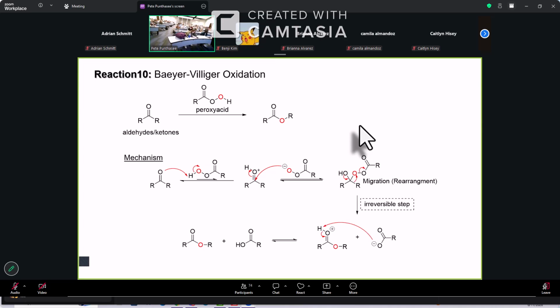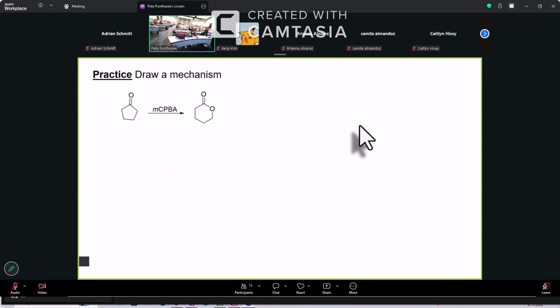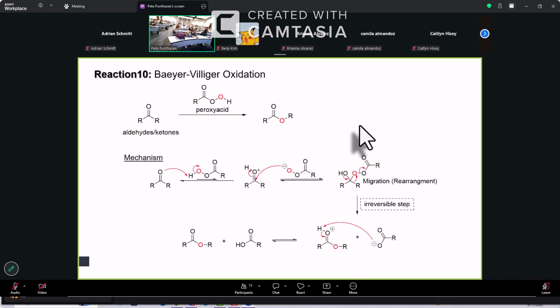I'm going to leave this on here. I'm going to have you copy that, but on this reaction. I'm going to leave it right here. So just compare and contrast. Try to see where to draw the arrows on your own.